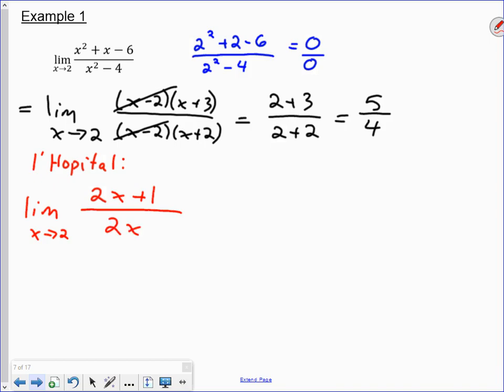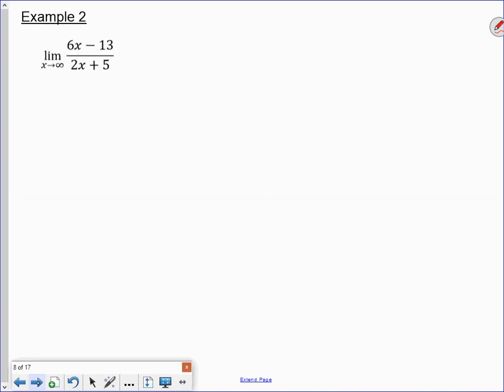And now let's try evaluating by direct substitution again. 2 times 2 plus 1, and all over 2 times 2, 5 over 4. So we get the same answer without having to do the factoring and the canceling. And once we get good at evaluating derivatives, this is going to be an easier method to use. And this can handle a lot of the cases that we're evaluating using the limit laws.